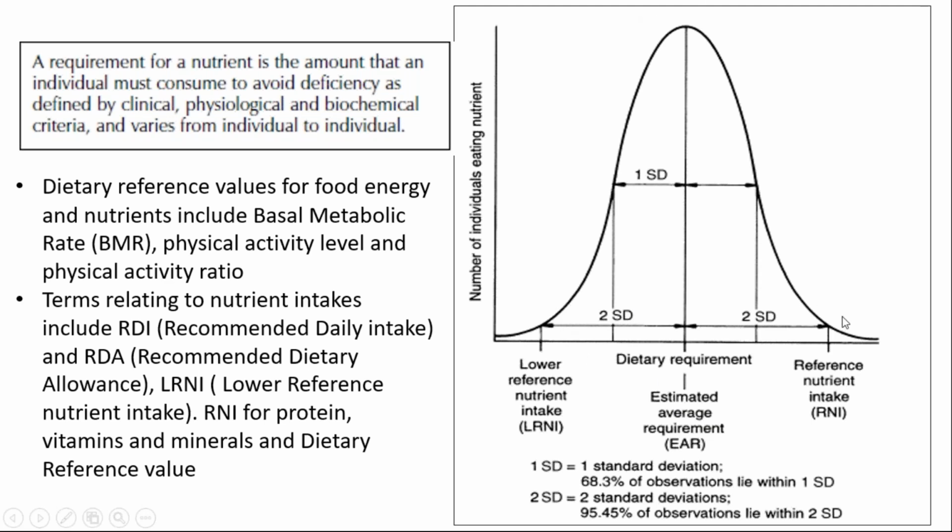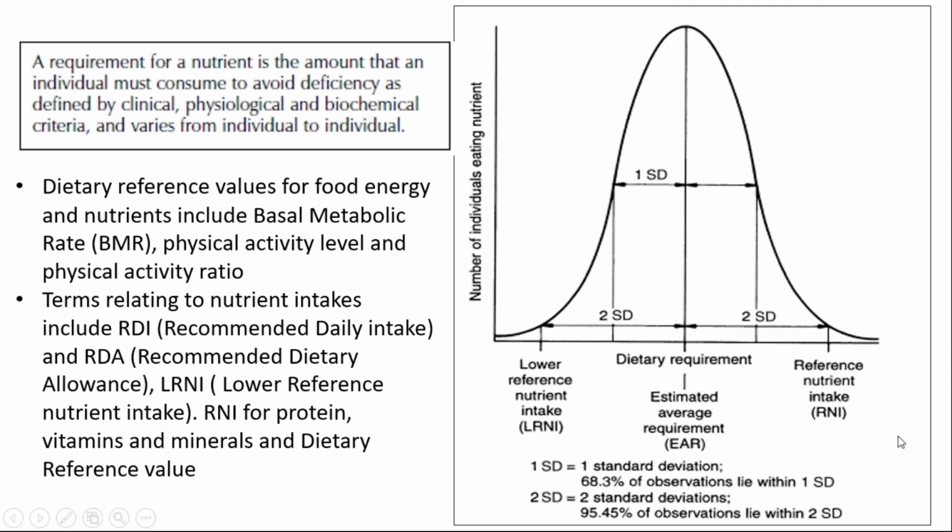In this Gaussian graph, you will see that the dietary requirement is within one standard deviation of the mean. The lower reference nutrient intake, the lowest that you can go to, is the mean minus 2 times the standard deviation, and the reference intake, especially for minerals and vitamins, is the mean plus 2 standard deviations.